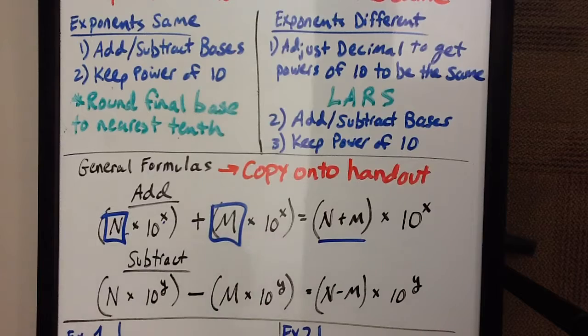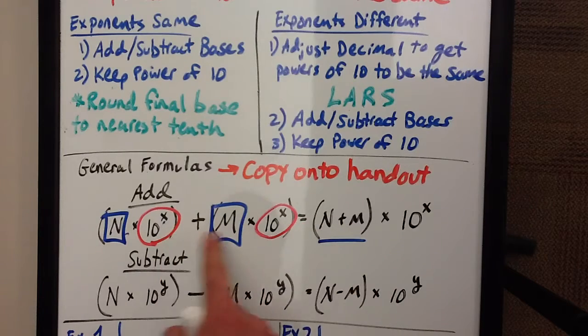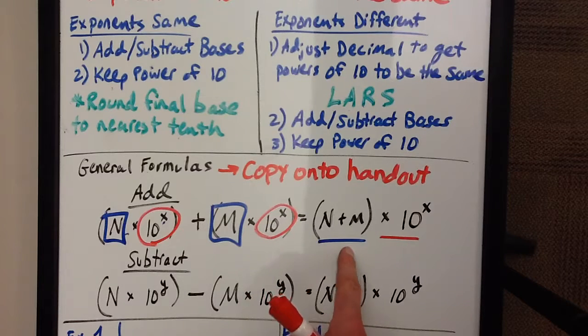Since the power of 10 is 10 to the power of x, right? This is the power of 10. Those are the same, and so I keep it right there. Okay? So once I add the base n plus m times 10 to the power of x, that would be my answer. Now for subtraction, it's very similar.